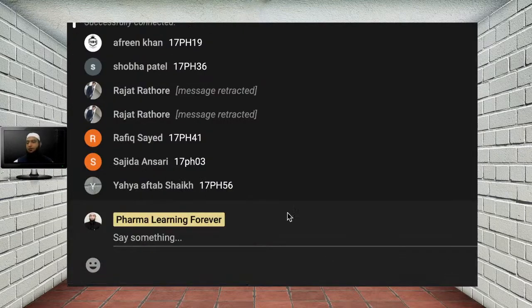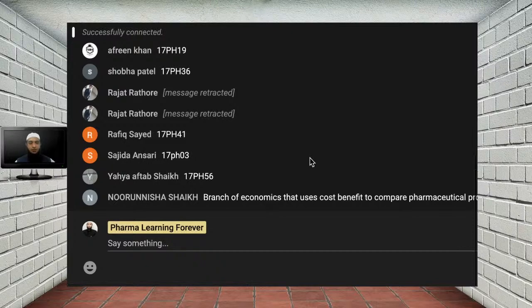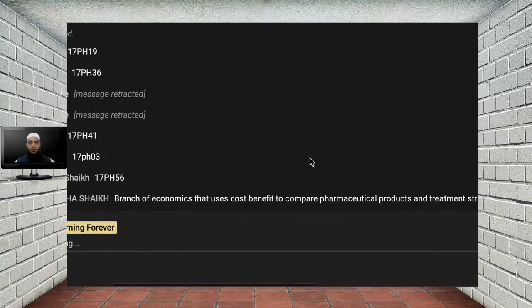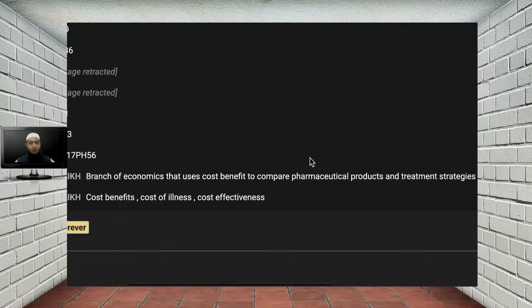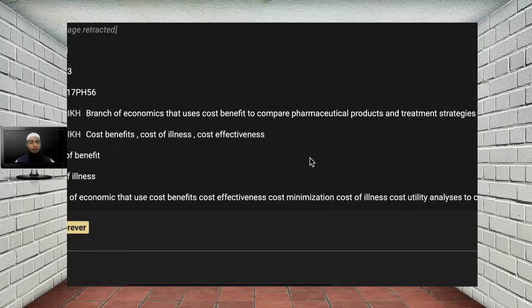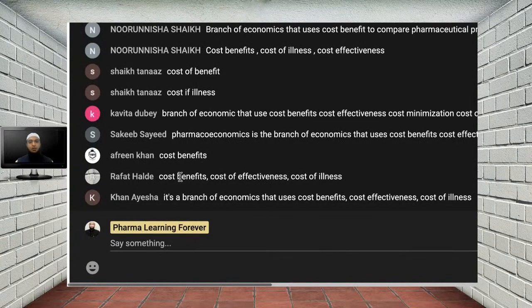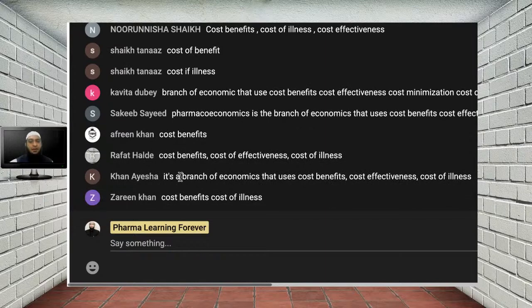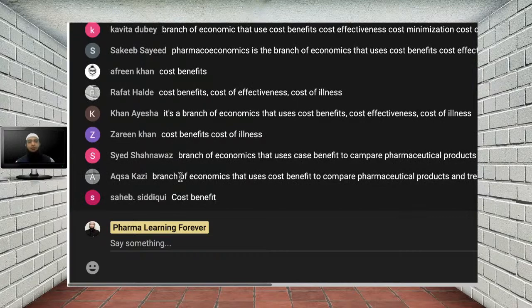Yes, so let's see who gives the first answer. Okay, so I can see Nurul Nisa has given the first answer. She has mentioned that it is the branch of economics that uses cost benefit to compare a pharmaceutical product and treatment strategies. Yes, you are right. Although the definition is correct, there are different components that you have to mention here. I think other students have started writing their answers. I can see some of you have mentioned cost benefit, cost of illness, and some of you have mentioned cost effectiveness.